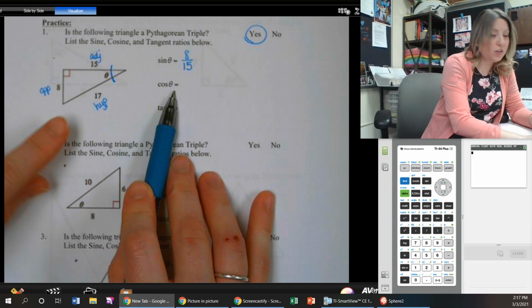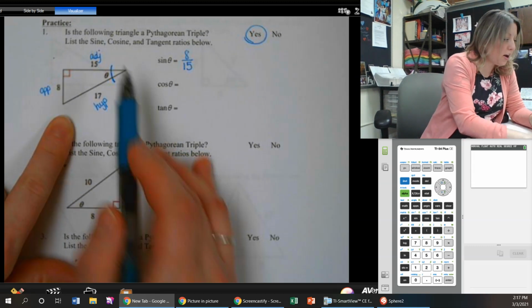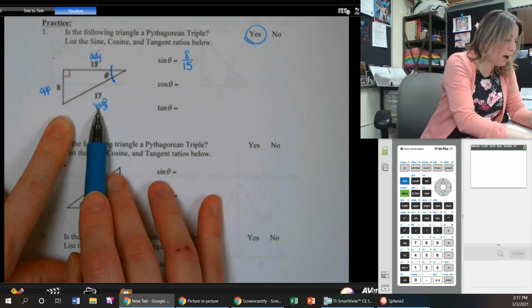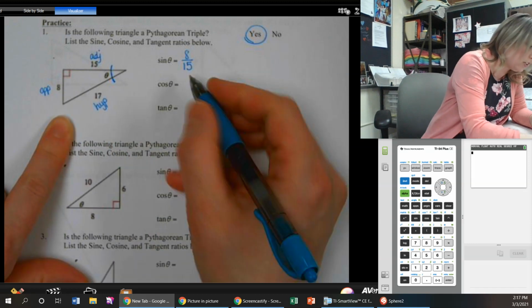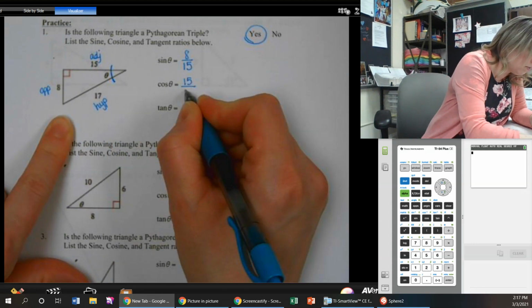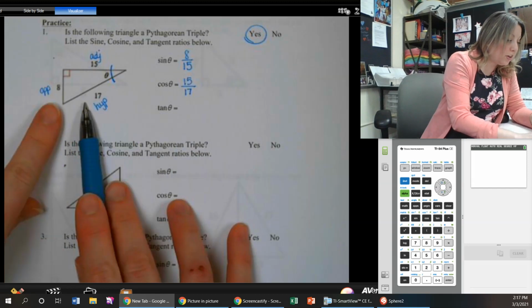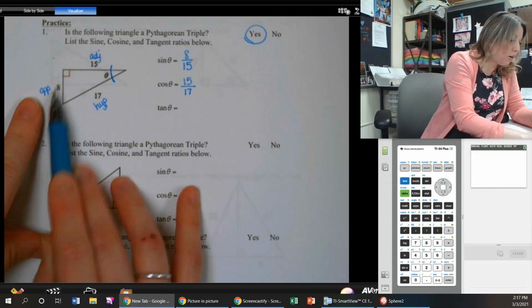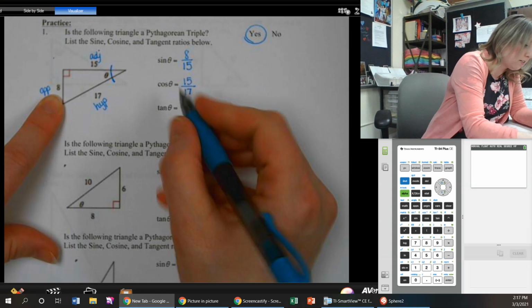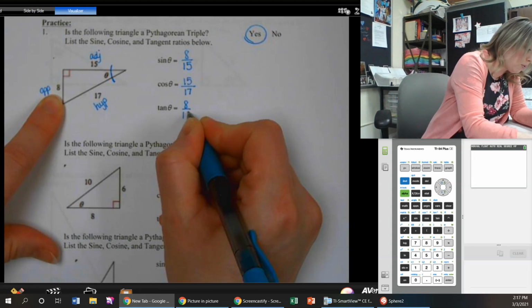What's the cosine theta ratio in this right triangle? That's adjacent over hypotenuse, so it's 15 over 17. What's the tangent theta ratio in this right triangle? Opposite over adjacent, 8 over 15. That's all we're looking at.